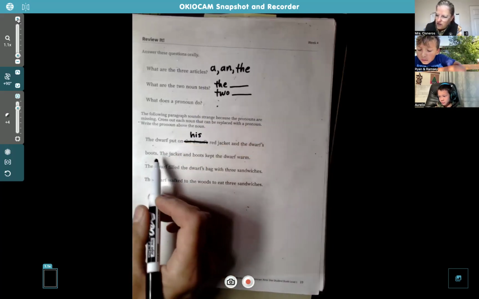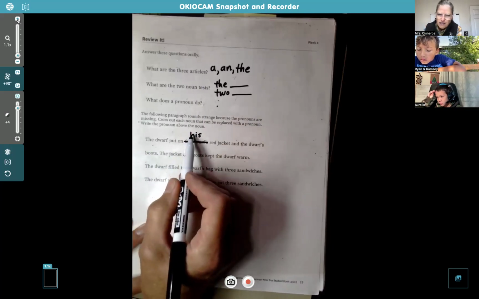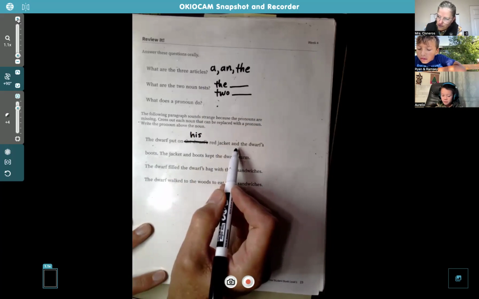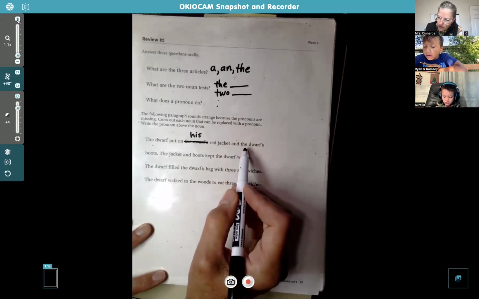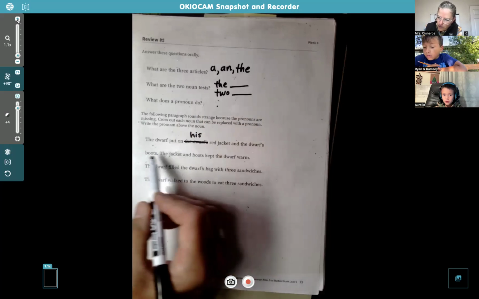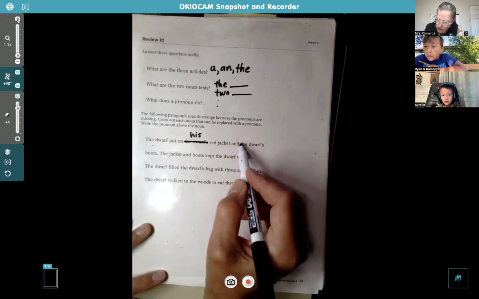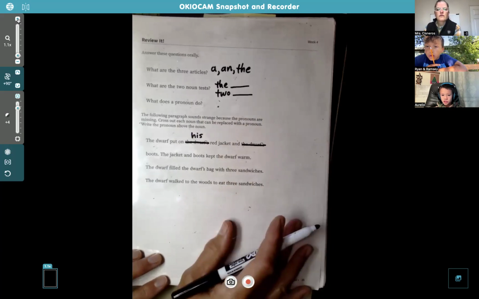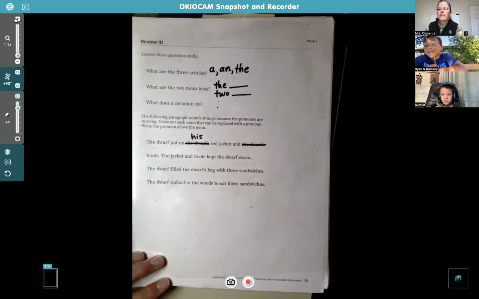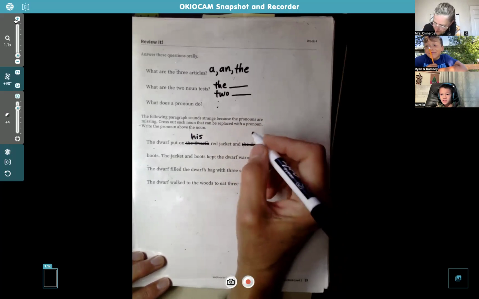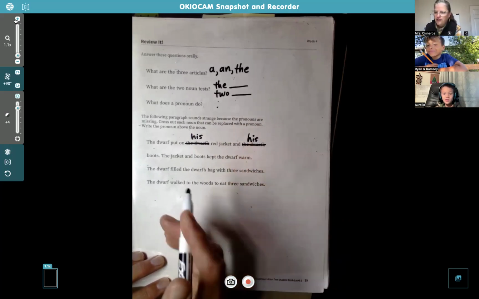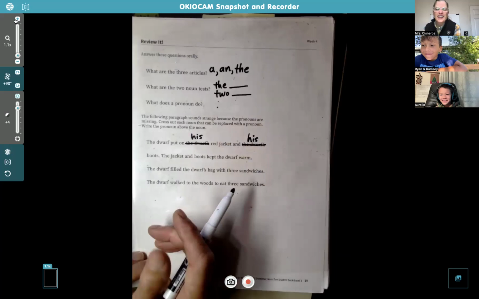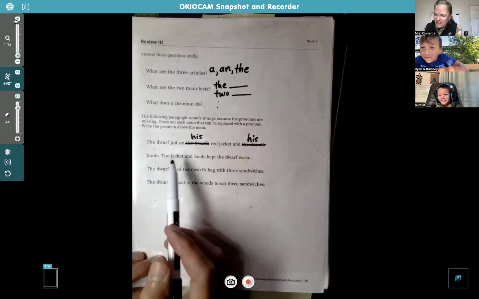So now it says the dwarf put on his red jacket and what should I put here, Oreo? Blank boots. Instead of the dwarf's, what should I put here? His. Oh, Raishan beat you to it. His. That's right. Very good. Oh, I forgot to unmute. I was saying his. Oh, you said it. Okay. I didn't know. You can do the next one, okay?